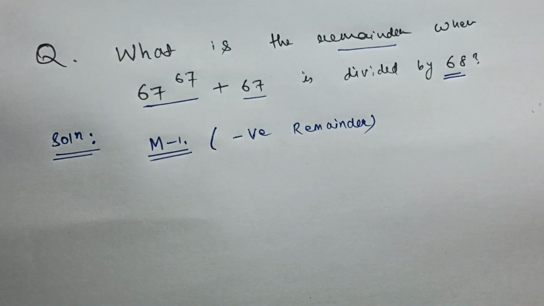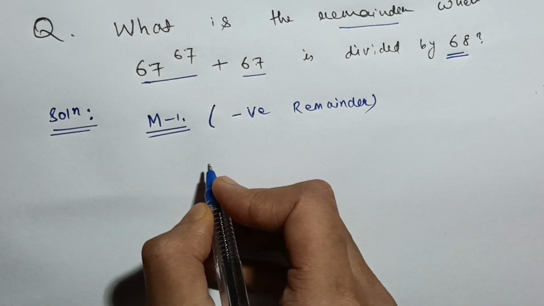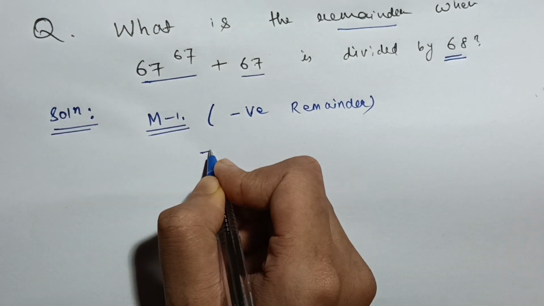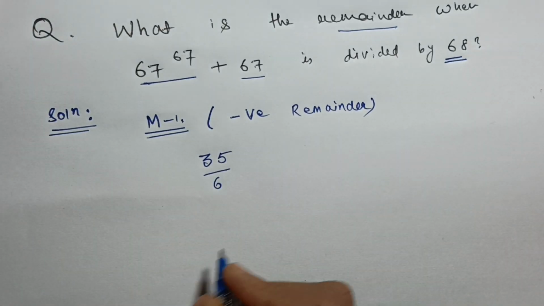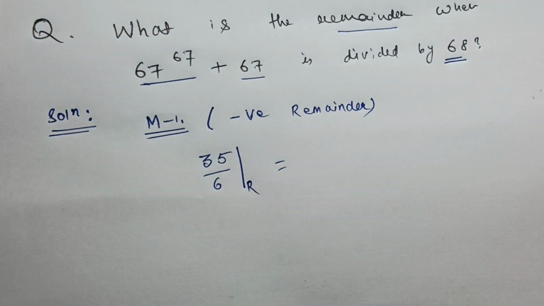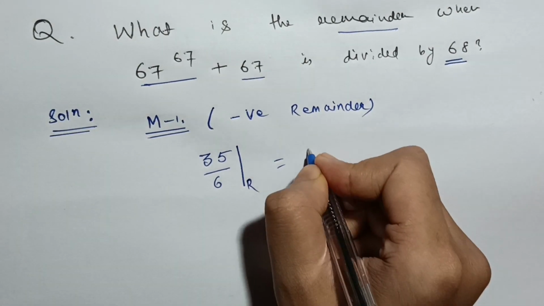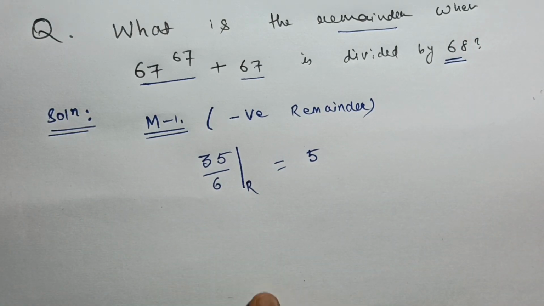I hope you are aware of the negative remainder concept. If you are not, let me give you a brief introduction. Let's say if I divide 35 by 6, and I ask you what is the remainder, then you will say that the remainder is 5, since 6 into 5 is 30, plus 5, right? Now think of this division problem as grouping.